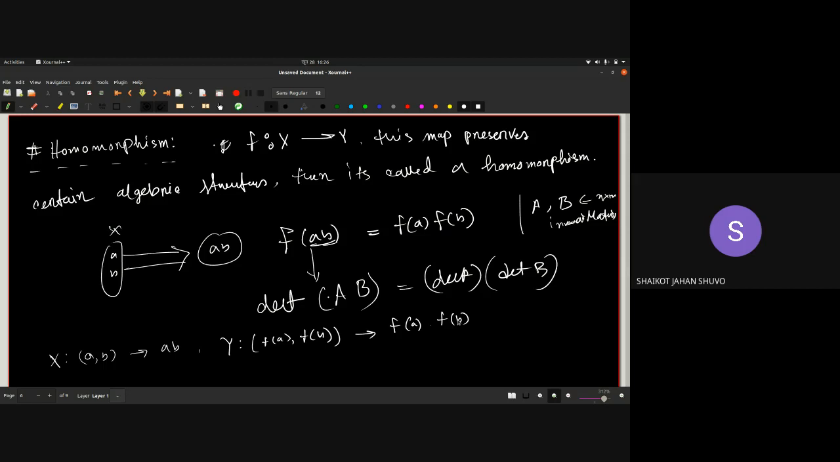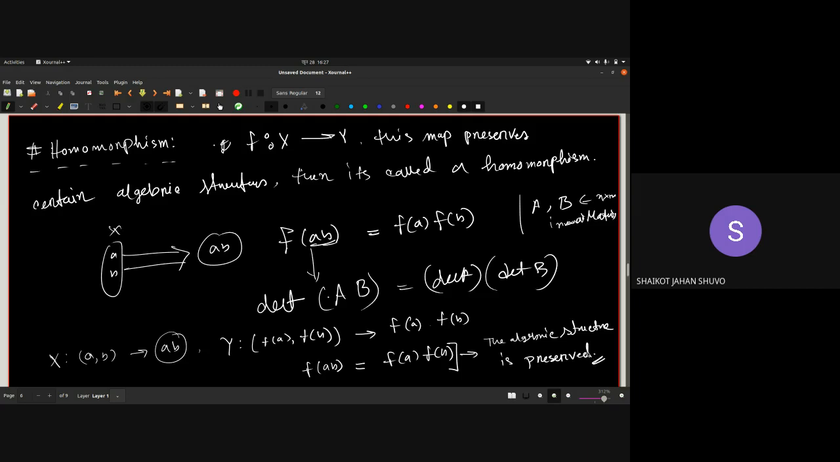This is something everyone understands, I think, at this point. So under this mapping, we can write this. This equation actually means that the algebraic structure is preserved. Yeah, that's about it.